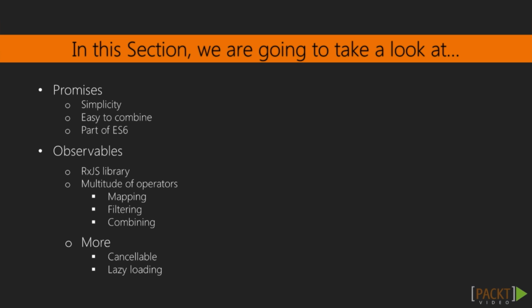In the second video, we'll talk about observables, which are from the RxJS library and offer their own advantages. They can very easily be laid on top of other forms of asynchronous programming, like events and promises. The library also contains a multitude of operators to map, filter, and otherwise combine observables in many ways thinkable, plus other features like being cancelable and lazy loadable.